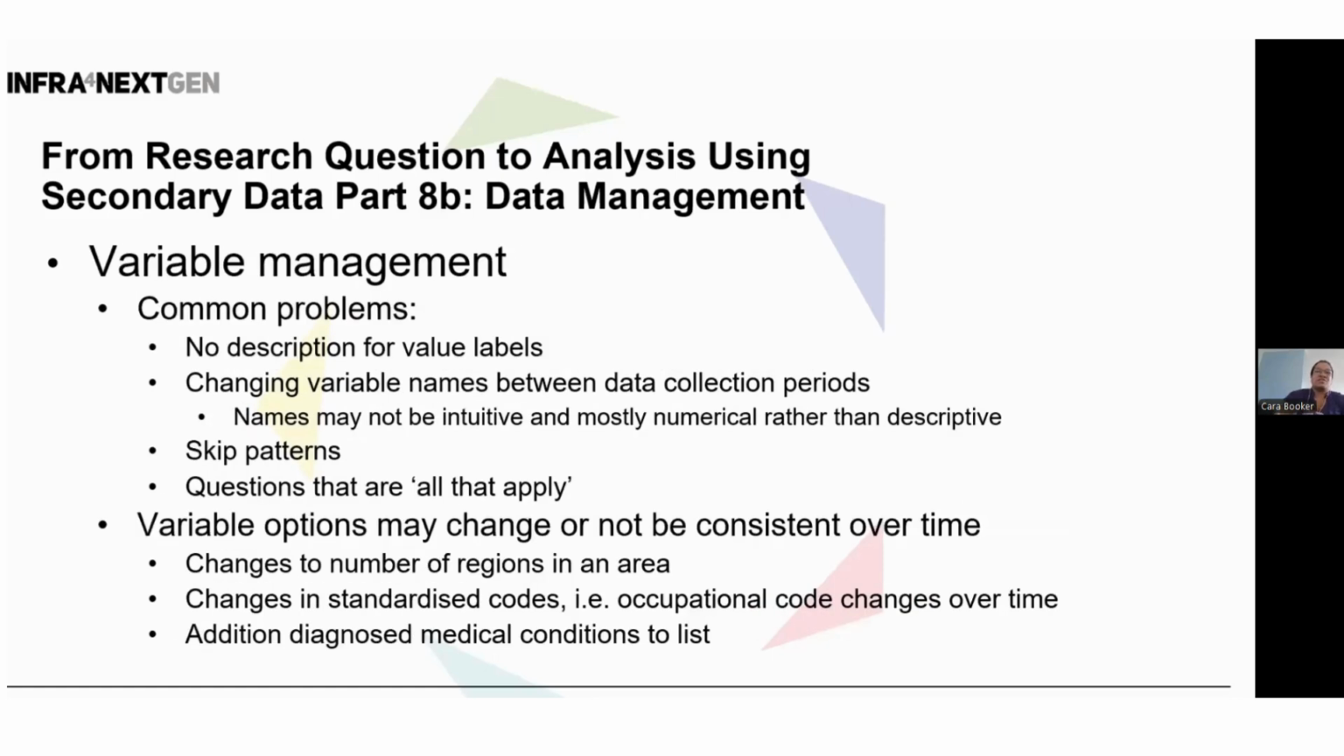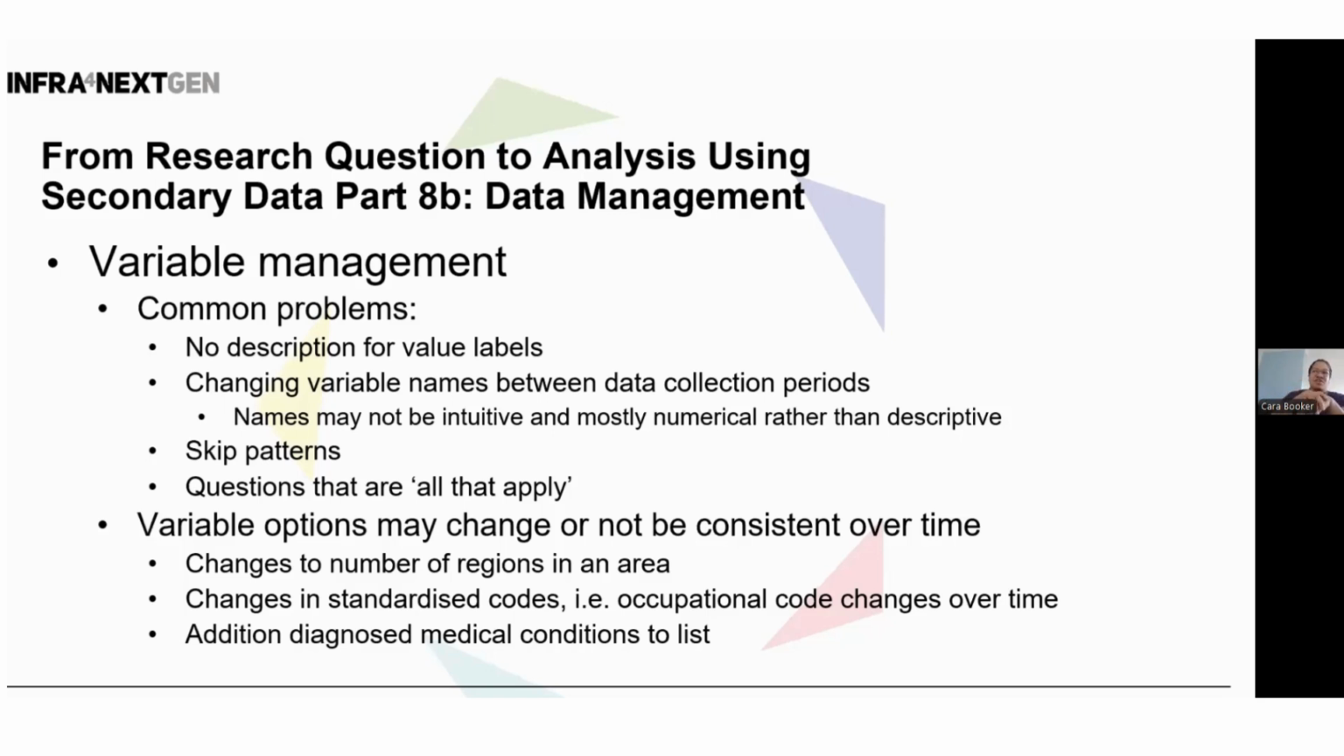Then you need to start working on specific variable management. Some of the common problems that you might come up with are descriptions for variable labels not being there. Sometimes the variable names change between data collection periods, and it's kind of hard to understand that. Are there skip patterns? This goes back to the universe of questions. The questions that are tick all that apply, how are those coded or given to you in the data? Are you given a data set that has individual dummy variables?